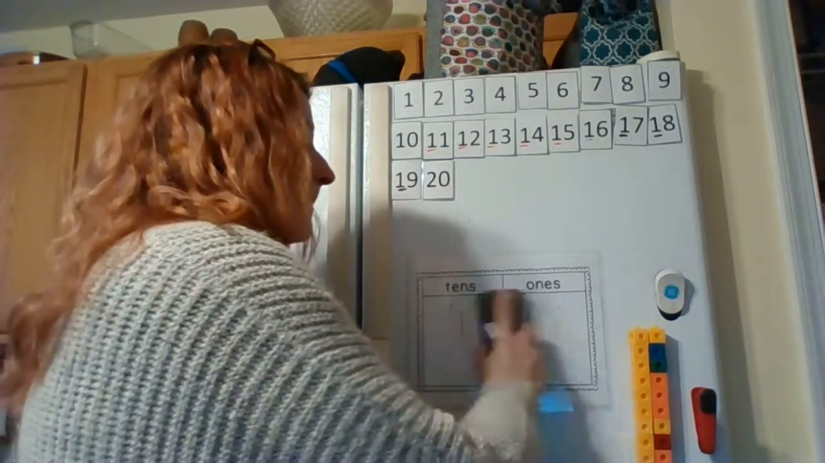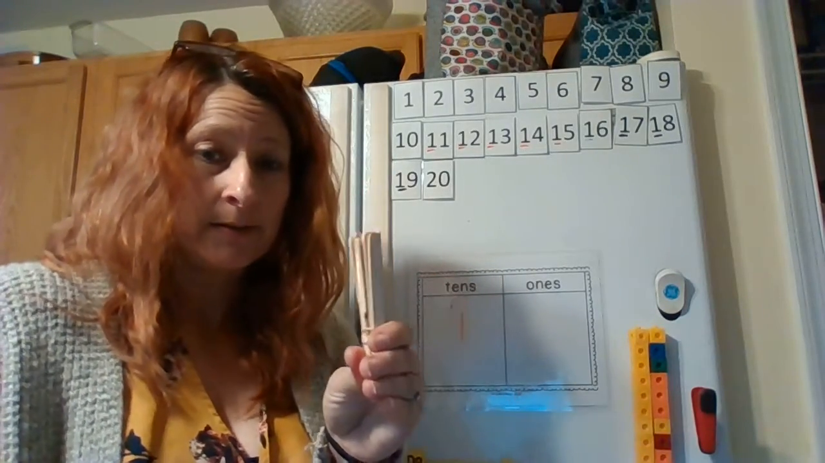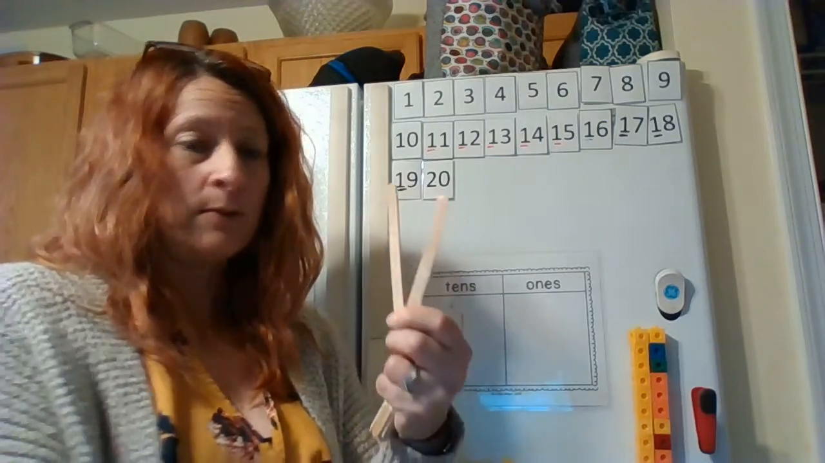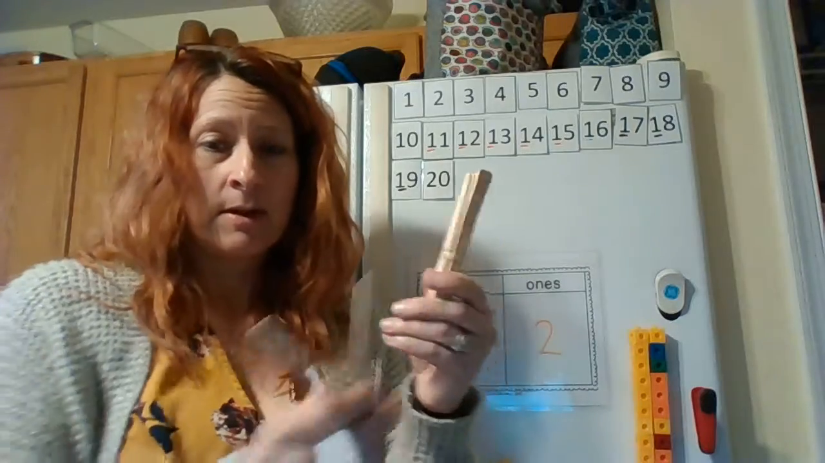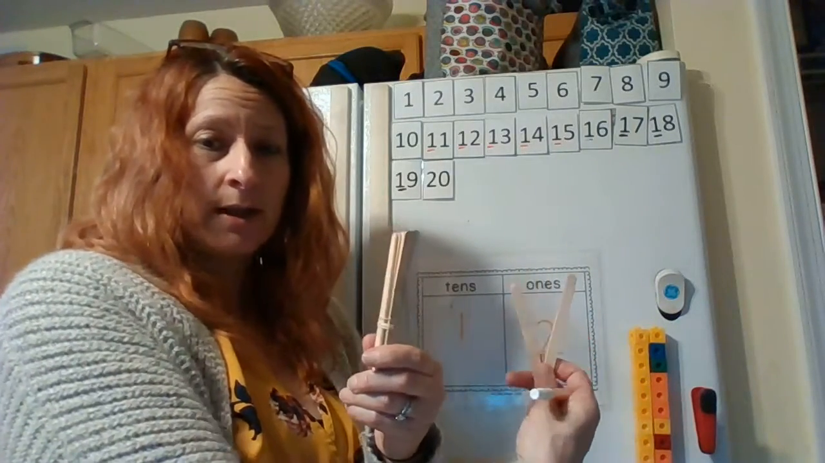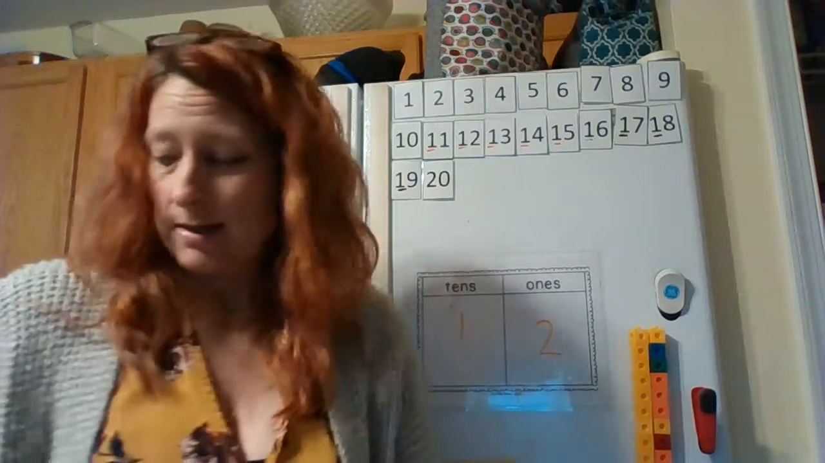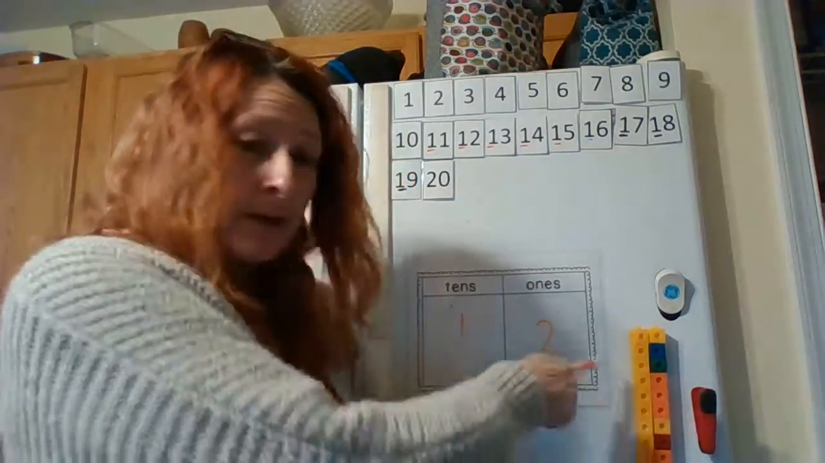Okay. I have my one group of 10s, and then I have 1, 2 ones. I have a group of 10 and 2 ones, and my number is 12. Now, I can do the same thing that I did over here with my blocks.